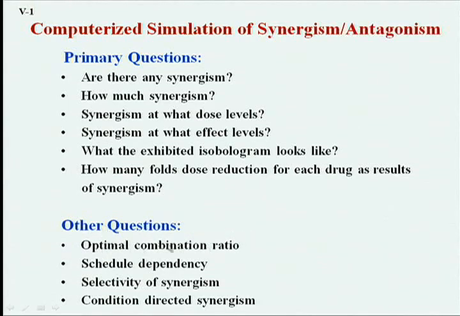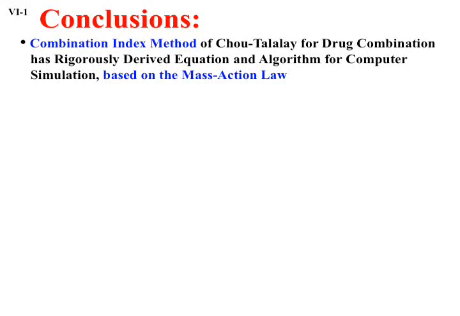You can answer the optimal combination ratio. Is 1:1 or 3:1 or 1:3 the best synergy? Schedule dependency. Is every drug given simultaneously or one after another? Selectivity of synergism. When you get synergy against the tumor, for example, do you also have synergism against the host? Since toxicity synergism will be big trouble. And condition-directed synergism. At a different temperature, different pH, different environment, how does that influence the synergism or antagonism? So, this is the conclusion.